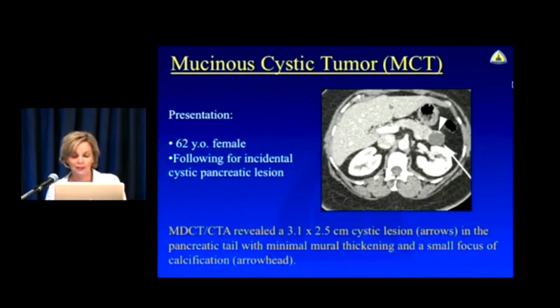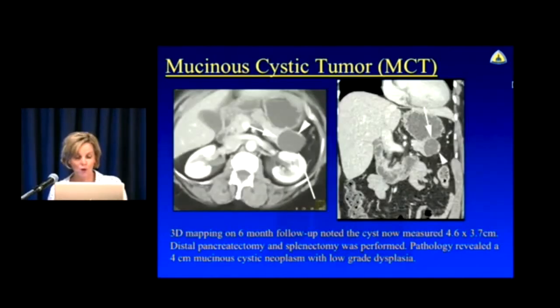62-year-old female, incidental lesion, pancreatic tail. Again, it's following the rule. This is 3 centimeters. It had minimal mural thickening and a little tiny focus of calcification. Looks like the other two. We're not going to call this a serous cystadenoma. We're not going to call it an IPMN. It's not communicating with the duct. So then we're in the category of mucinous cystic neoplasm based on the size and the patient's age. Surgery was performed, and again, it came back as a 4 centimeter mucinous cystic neoplasm with low-grade dysplasia.